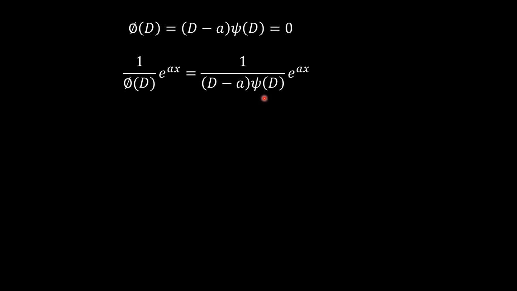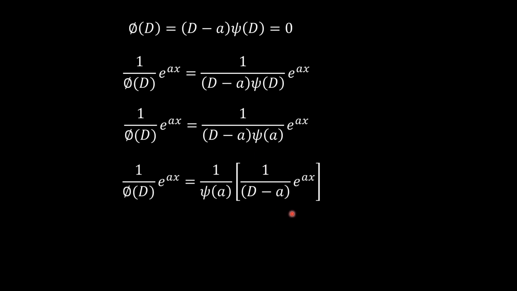Therefore, obviously this psi of d will not be 0 now if we replace d by a, and therefore using the first case we can write this expression as 1 upon d minus a into psi of a of e raised to x. So see, here we have replaced d by a. This psi of a is constant now. Now we will operate 1 upon d minus a on e raised to ax.